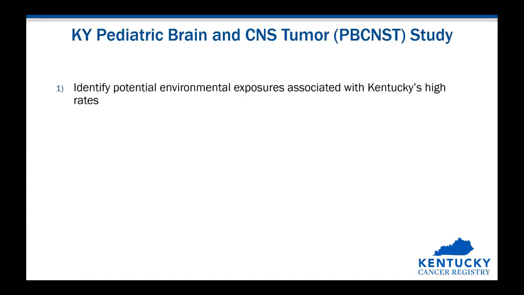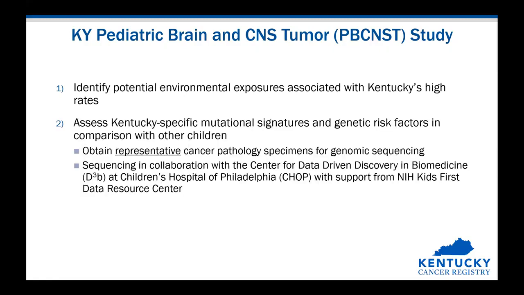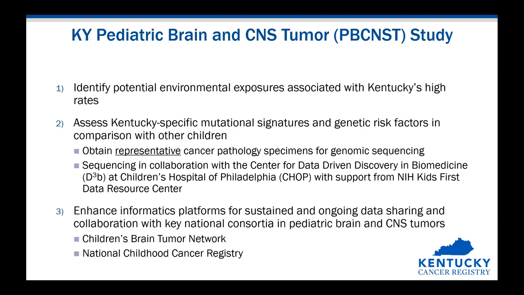For our first study, of course, we were interested to see whether perhaps there were environmental exposures that may explain some of the increased risk here. So that was the first aim of our study, to take a look at potential environmental exposures. Importantly, we also wanted to take a look at the mutational signatures of these brain tumors in Kentucky children, and to look at genetic risk factors, and to be able to compare Kentucky children with other kids who were diagnosed with similar tumors in other parts of the country. And so part of this aim was to go out and try to obtain a representative set of cancer specimens for genomic sequencing. We collaborated with Adam and his group at DB3 and others at CHOP with some additional support from the Kids First Data Resource Center to pursue that aim.